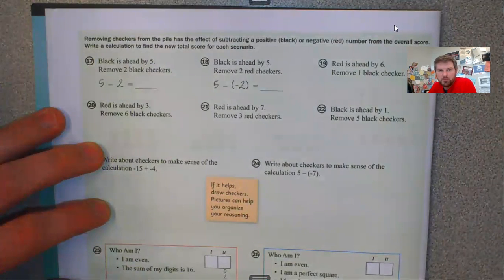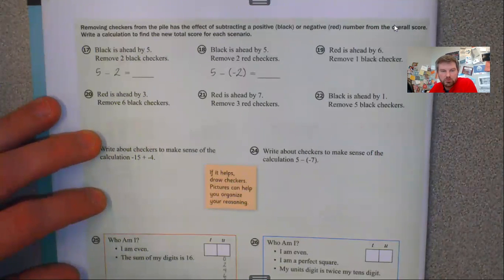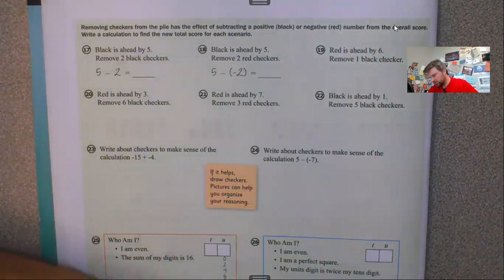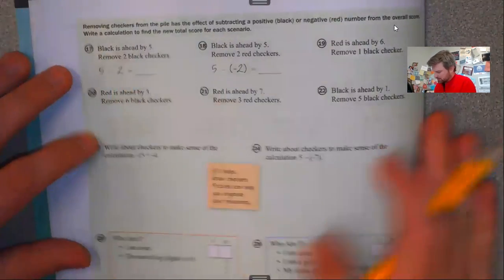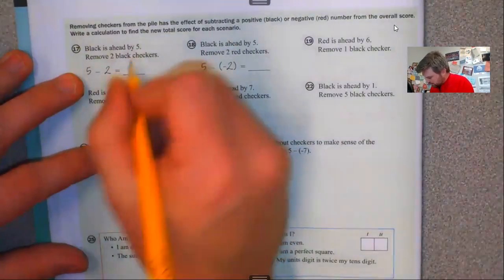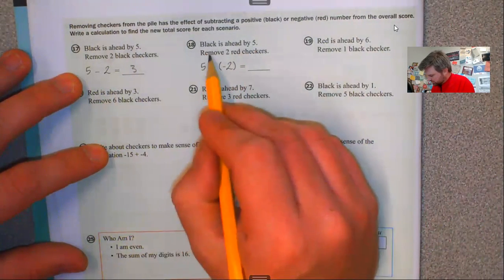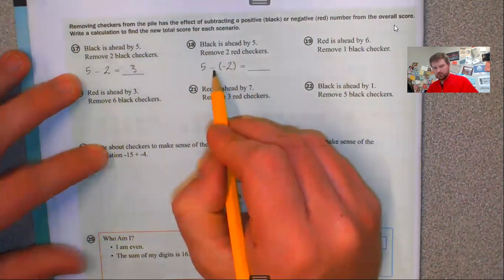Removing checkers from the pile has the effect of subtracting a positive or negative number from the overall score. Write a calculation to find the new total score for each scenario. Okay, so black is ahead by 5. You're going to remove 2 black checkers. So you have 5 minus 2 is 3. Black is ahead by 5. Remove 2 red checkers.